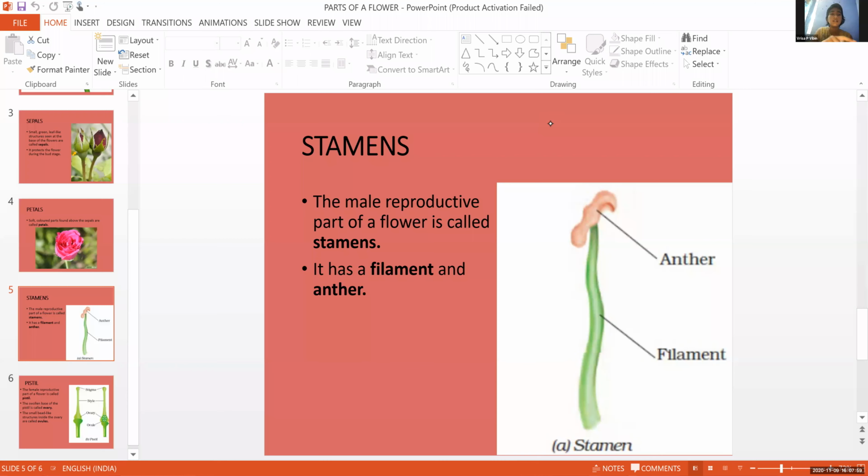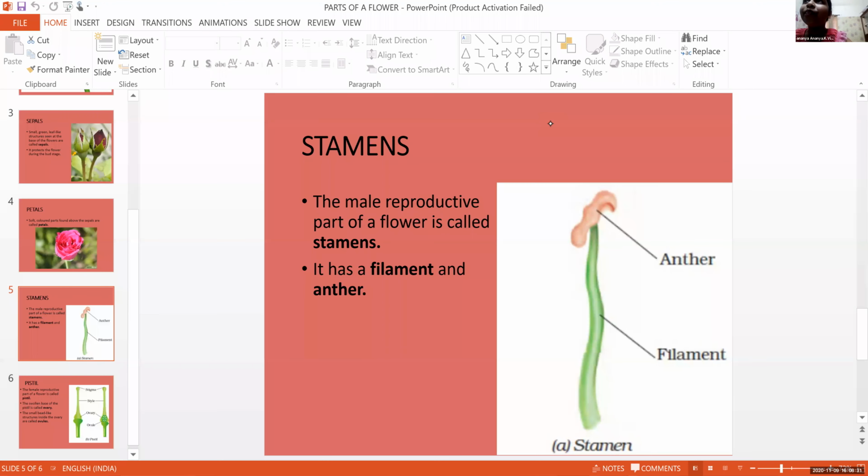Ma'am, I did not understand where the stamen is located. I'll show the picture. You write it down, I show the big picture and then you can see. Ma'am, can one flower have both stamen and pistil together? Yes, they can.